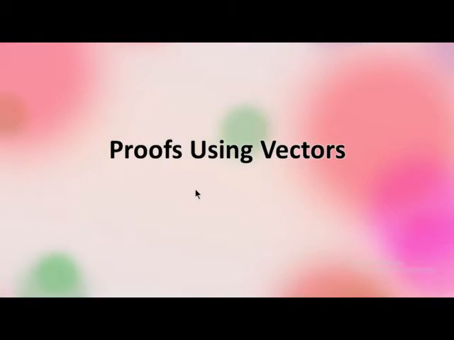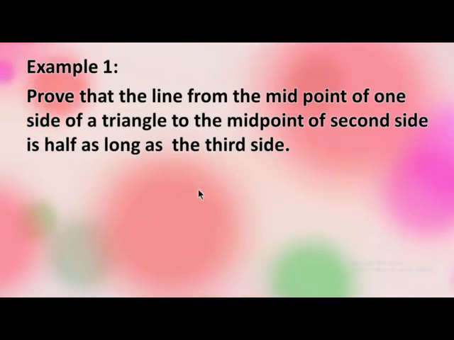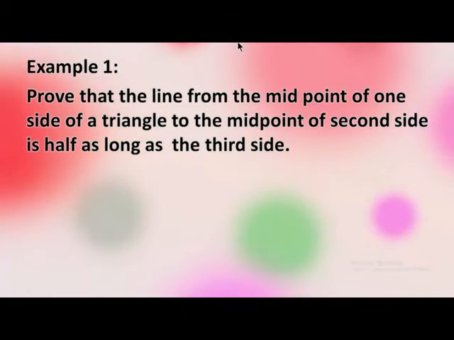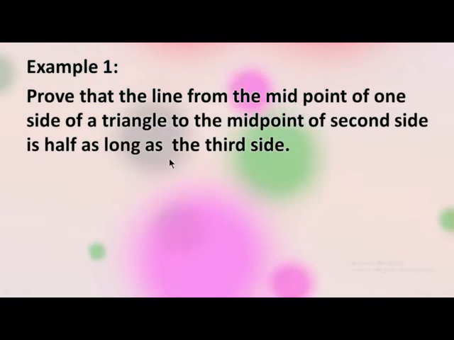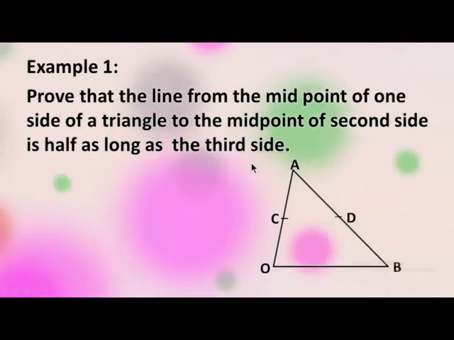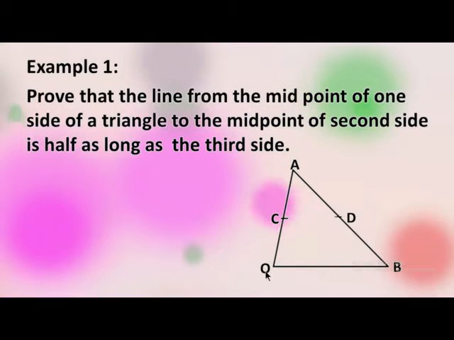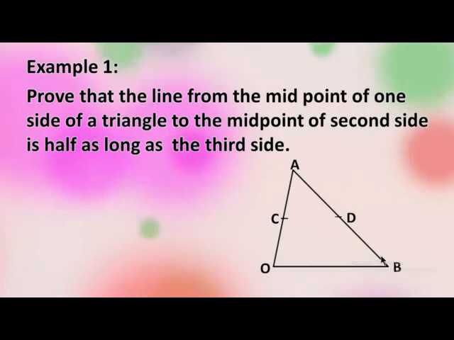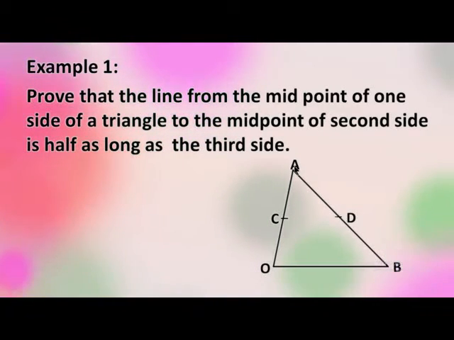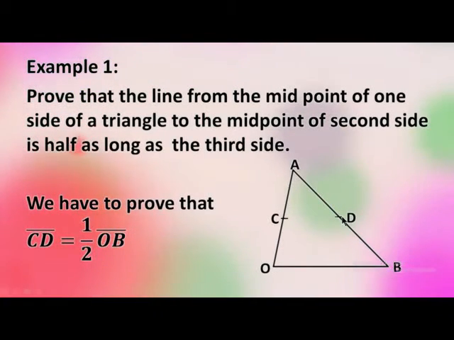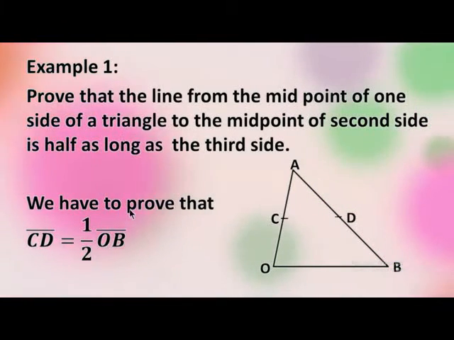Proof using vectors. Example 1. Prove that the line from the midpoint of one side of a triangle to the midpoint of the second side is half as long as the third side. Let's illustrate this with this triangle. OA is the first side, AB is the second side, and OB is the third side. C is the midpoint of OA and D is also a midpoint, but of AB. We're going to prove that CD is actually half of the third side, half of OB. How to prove it?